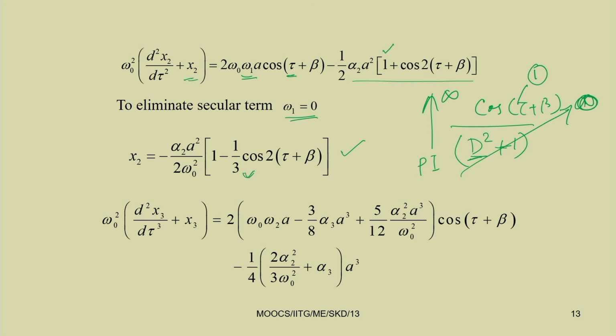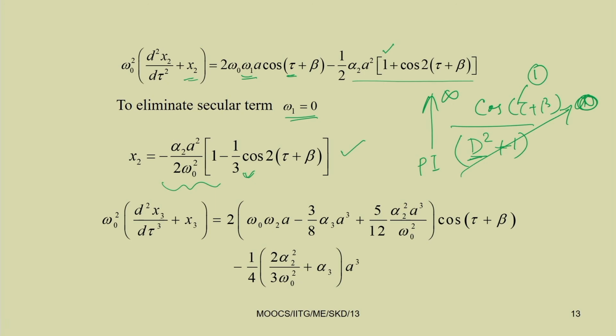So, this is the term you got, and for the first part, you can take this D square plus 1 to the numerator with the power minus 1. So, this becomes 1 minus D square of this whole term. In that case, differentiation of a constant, only the constant term will be there, the other part will be 0. So, you can get only this term, that is minus alpha 2 a square by 2 omega 0 square. So, the x 2 can be retained in this form.